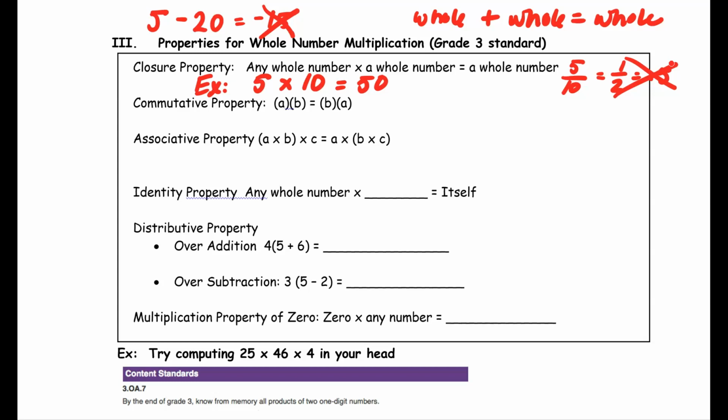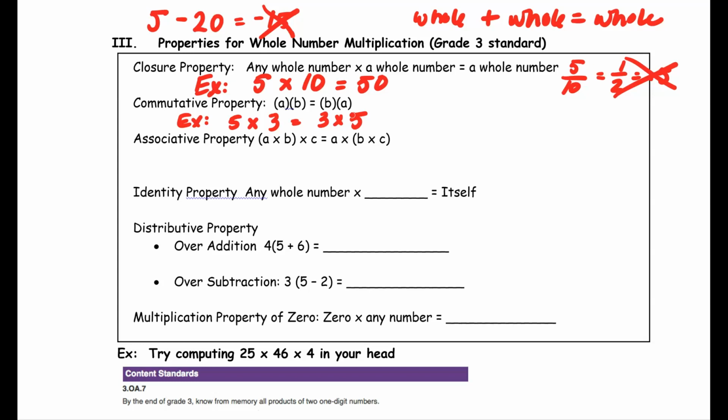Commutative property. So think of your commute to work or commute to school. You go to school, you stay at school, and then you come back home, and it's usually the same route. Not always, but you can think of it that way. Commutative property means you have the same numbers, just in a different order. So for example, 5 times 3 is the same thing as 3 times 5. Feel free to move stuff around because you get the same answer.